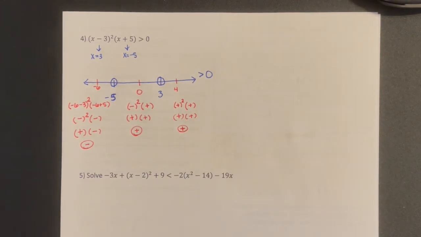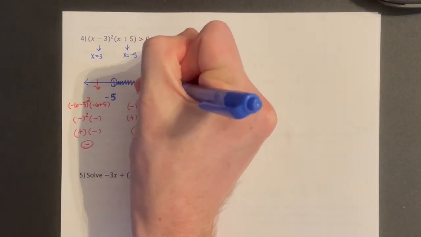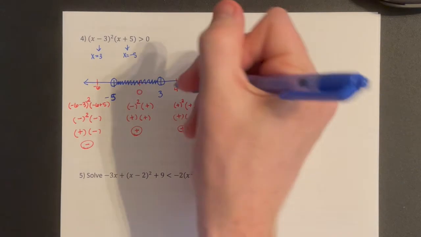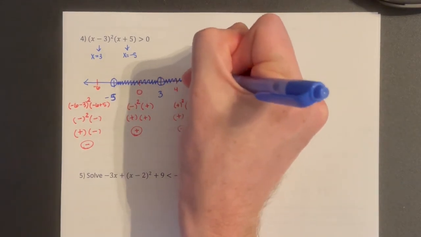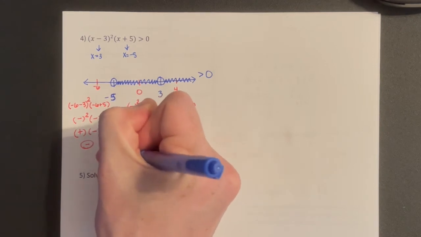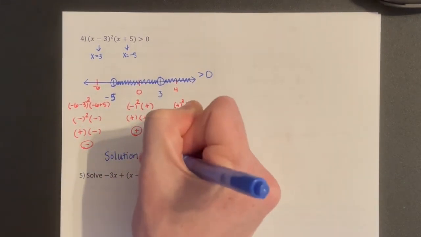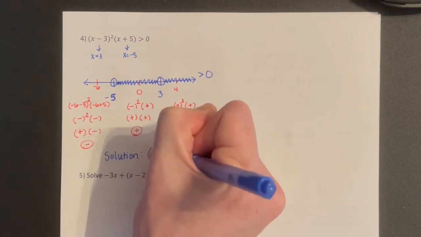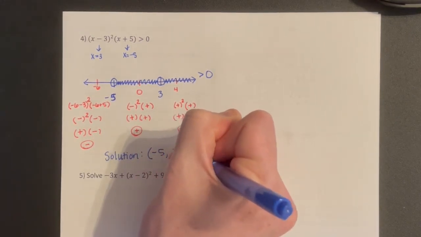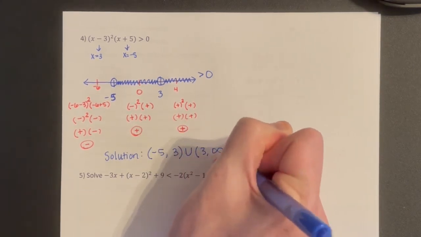All right, now all these values that are greater than 0, we're going to shade in. So that's the area in between -5 and 3, and then also after 3. So this solution region would look like parentheses -5 all the way to 3 union 3 to infinity.